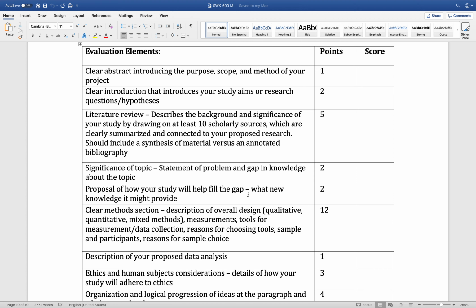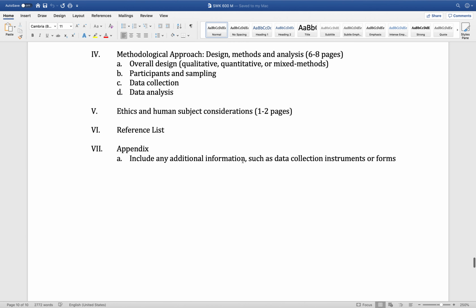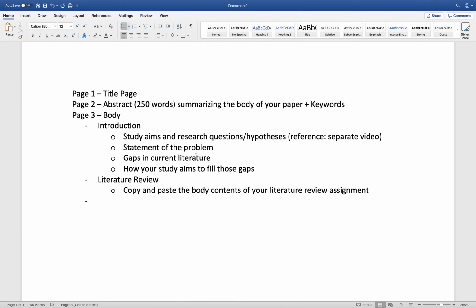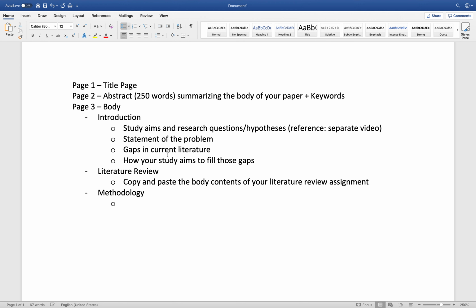So you have the introduction, you have the literature review. Let's go back here. Let's see what else is left. Scroll up to page 9. Now we have your methodological approach, design methods and analysis, overall design, participants and sampling, data collection, data analysis. So let's go over here. This section will be called methodology. And within the methodology section, you will first answer all of the who, what, where, when, why, how questions. Who, as in sample, okay. What, as in what are you studying? Topic, okay.